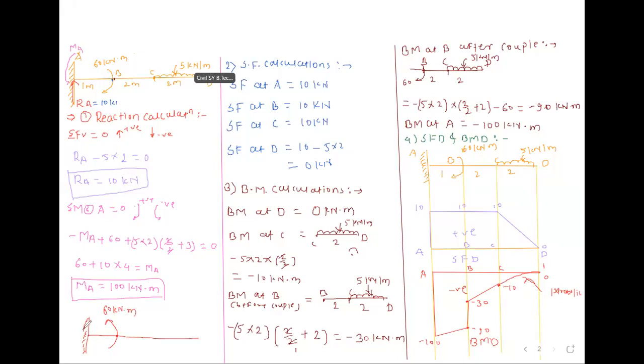Here A point, this is B point, this is C to D. The intensity of the UDL is again the same, 5 kilonewton per meter. This is C point, D point. The span between A to B is 1 meter, B to C is 2 meter, and C to D is 2 meter. Okay, so you solve this problem and check where values will change and how the shear force and bending moment diagram will change. This is the first question for homework.